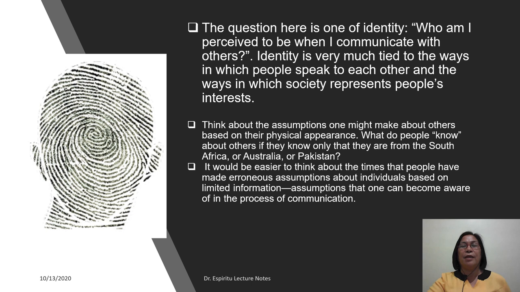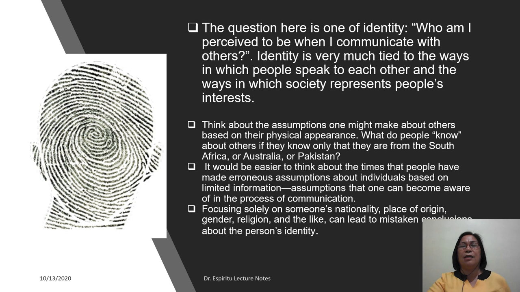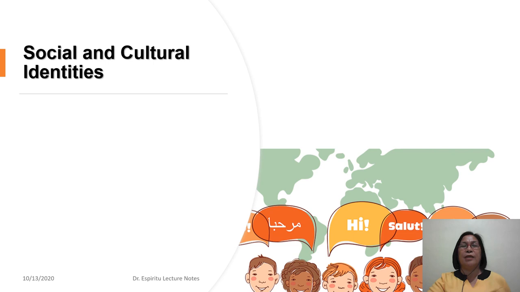So in other words, we are not supposed to judge a book by its cover, right? We do not judge people by their looks. And focusing solely on someone's nationality, place of origin, gender, religion, and the like can lead to mistaken conclusions about the person's identity. Okay. Social and cultural identities. So we are about to be ending this unit.